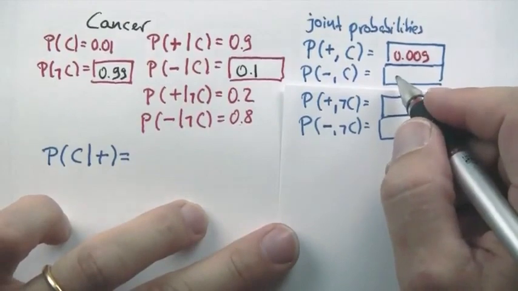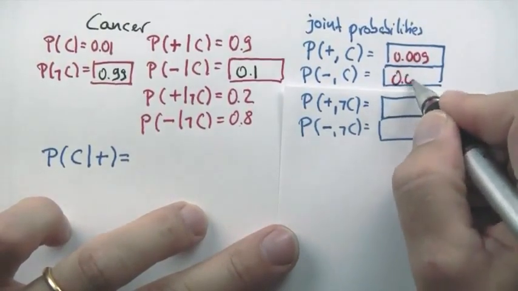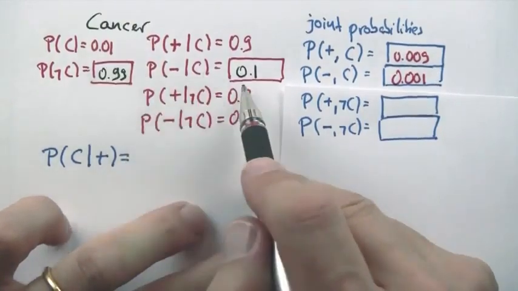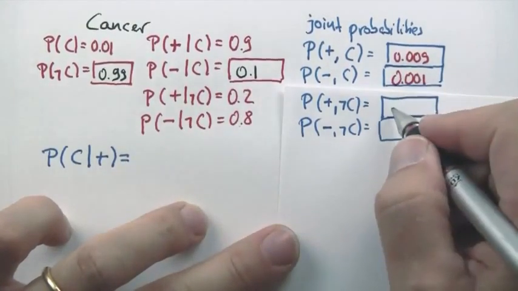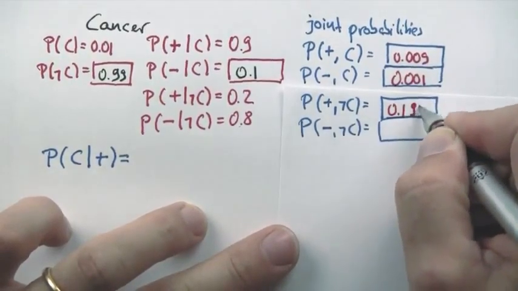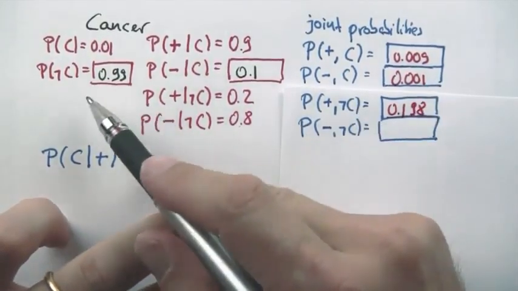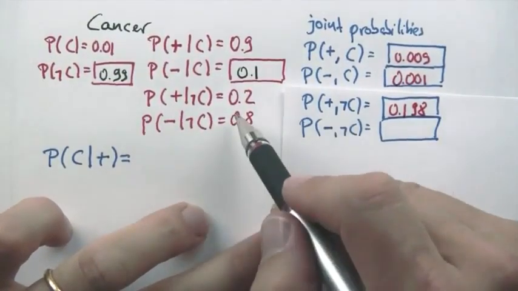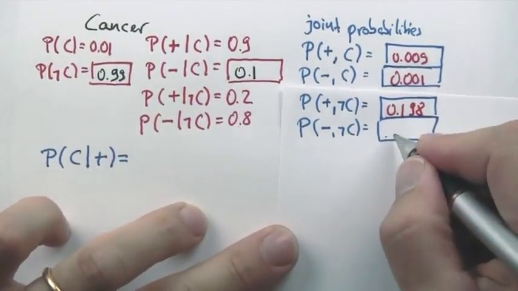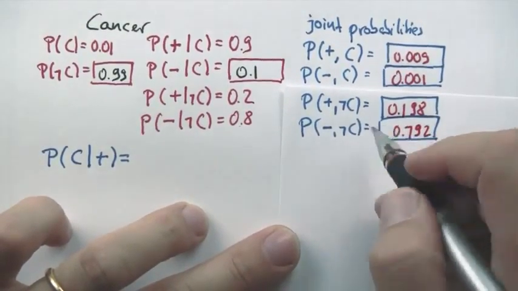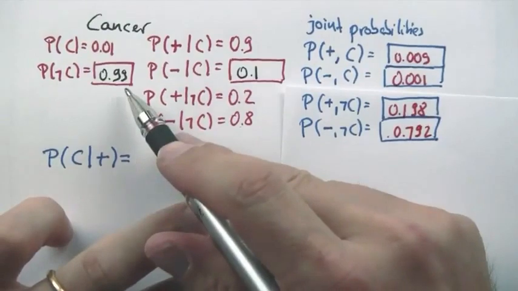Over here we get 0.001, the probability of a prior cancer times the 0.1. Over here we get 0.198, the probability of not having cancer, which is 0.99, times still getting a positive reading, which is 0.2. And finally we get 0.792, which is the probability of this guy over here and this guy over here.